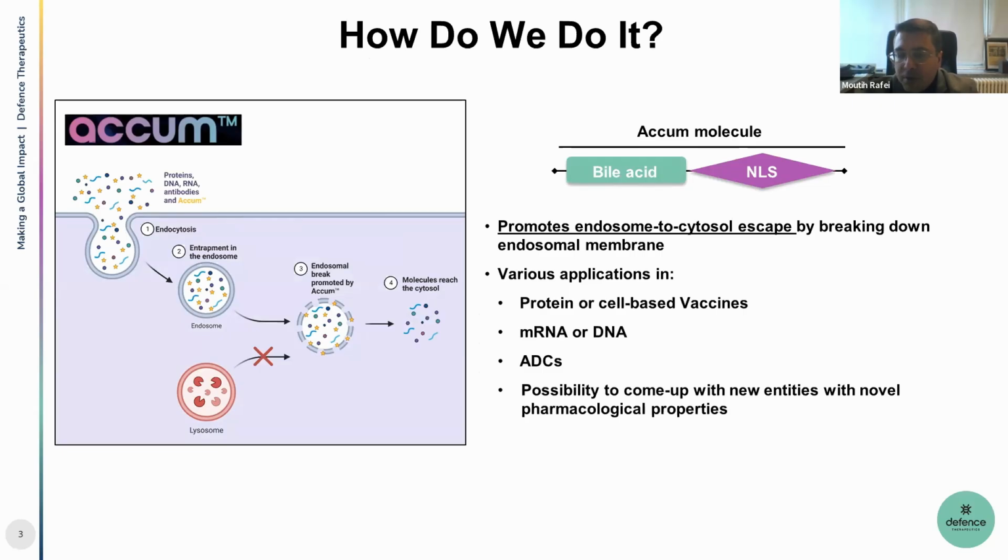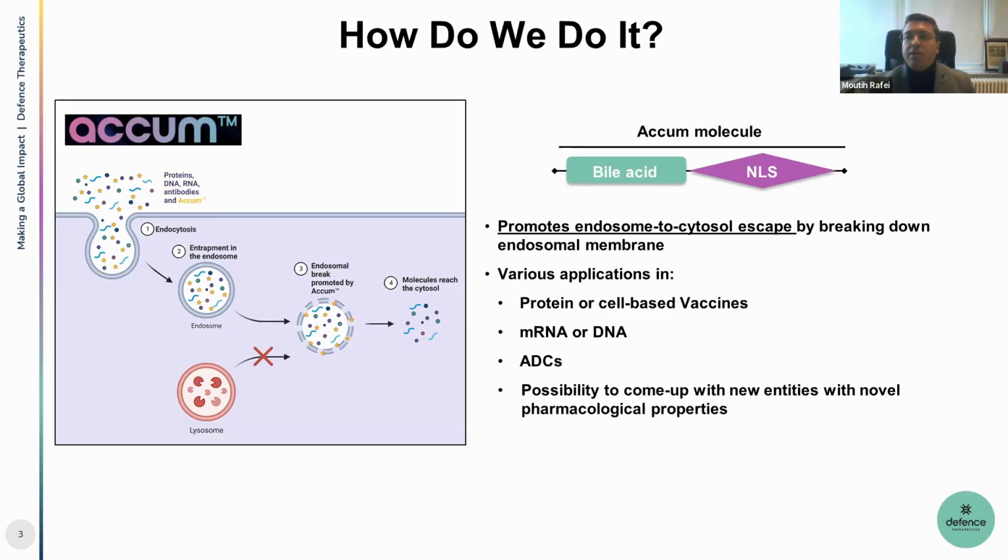So the way that Defense has worked to bypass this limitation is to develop and apply the Accum technology. As you can see on this panel on the left side of the slide, the Accum technology will cause endosomal breakage, or destroy the membrane of the endosomes, allowing these captured molecules to diffuse out of the endosome into the cytosol. So it's an endosome to cytosol escape. This application could be directly useful for any protein or even cell-based vaccines. You can think about mRNA vaccination, or enhancing the accumulation of Herceptin or Kadcyla for breast cancer, or rituximab for hematological malignancies.